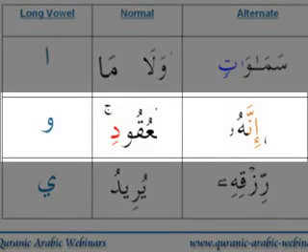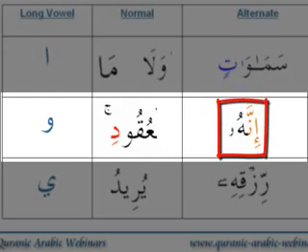The next one is the long vowel waaw. So here we have in the normal column the qaf with dummah and waaw. So the waaw there is acting as the long vowel, so that's qu, too long. And in the alternate column you'll see we've got inna, hu is too long.